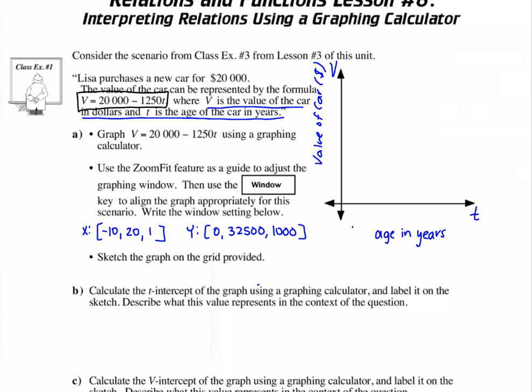Now, is there more than one answer there? Yeah, of course there is. There's wiggle room. As long as you can really see the graph and see what you need to see to answer the questions that follow, there's so much wiggle room in that window setting.